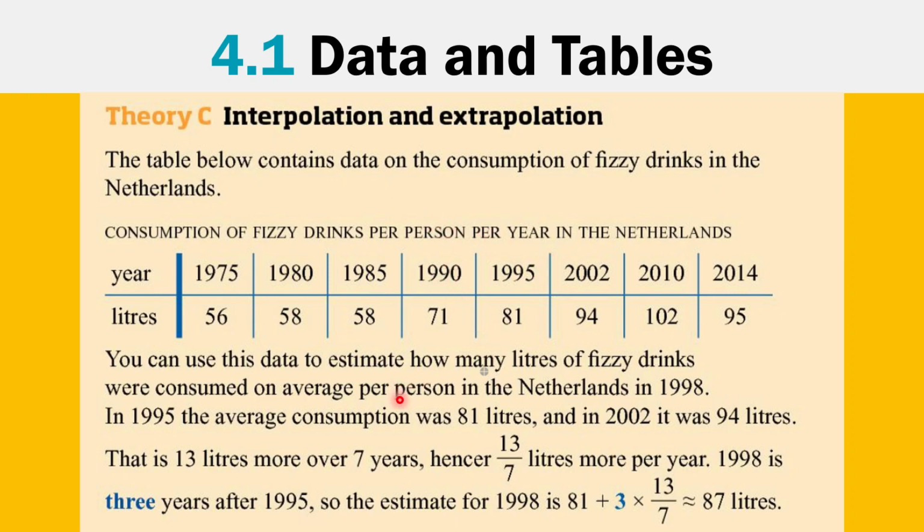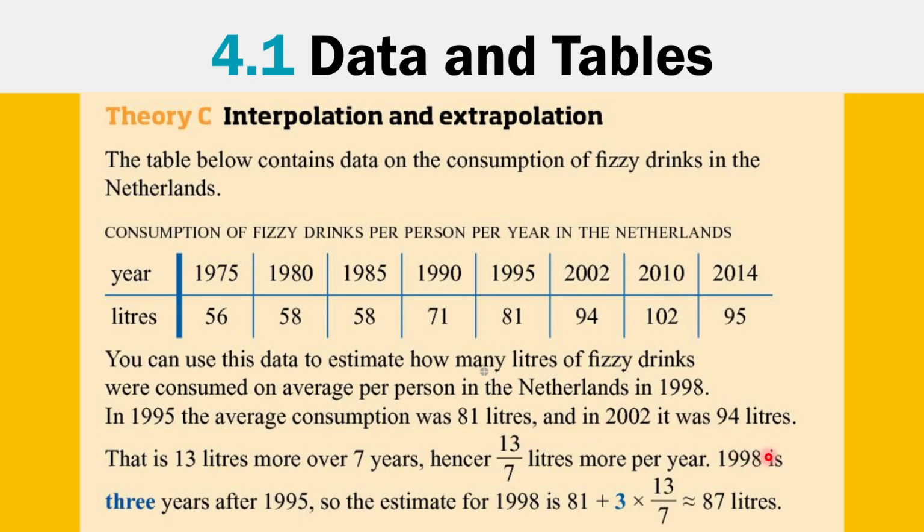If I know in 1995 the total consumption was 81 liters and in 2002 it was 94, I could take a look at how much liter was consumed extra per year. This is 13 liters more over 7 years, so approximately 13 over 7 liters more per year. I divide the total amount that is added by the amount of years that I have to divide it over. And you see that's approximately 1 point something, right?